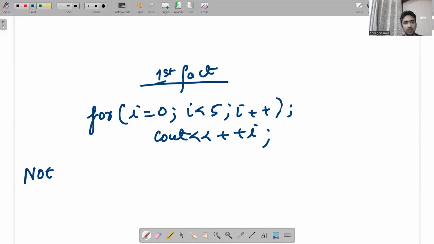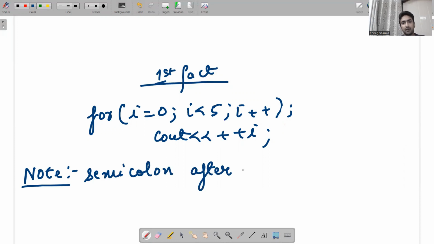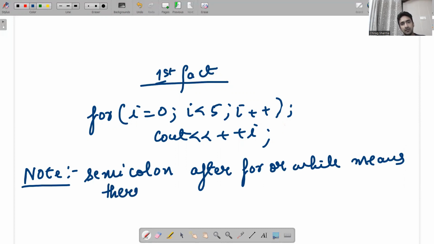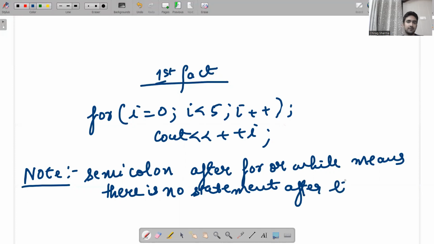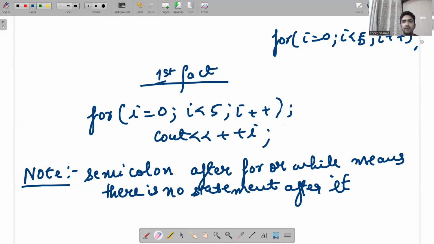A very important note is that you can write a semicolon after either for or while, which means there is no statement after it. Technically, it means that for i equals 0, provided the i value is 0, i less than 5, i plus plus, this semicolon means there is no statement in the loop body, and cout plus plus i is something which comes after the for loop is executed.